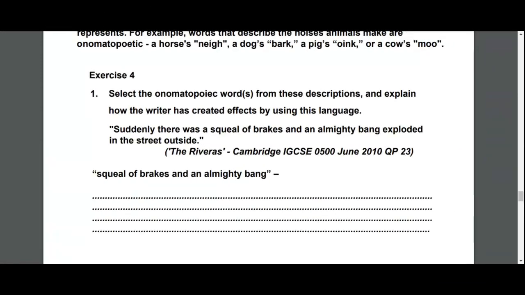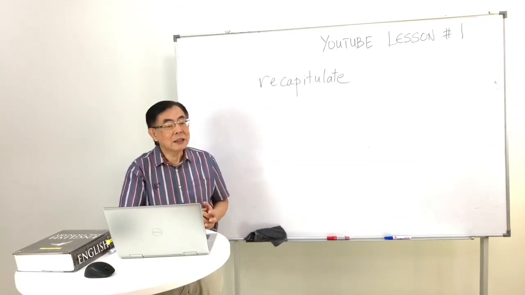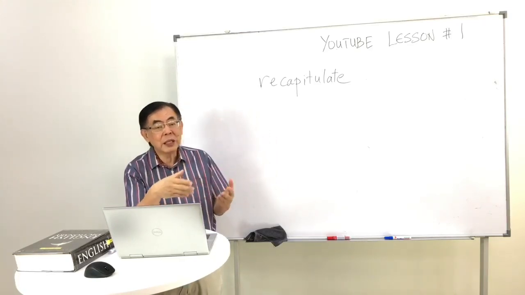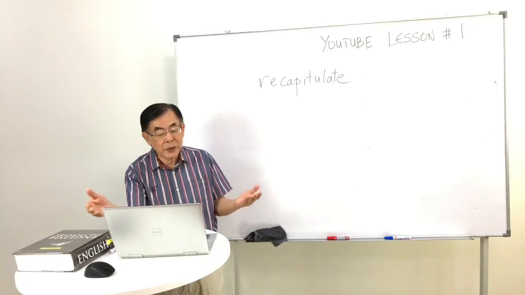Suddenly, there was a squeal of bricks and an almighty bang exploded in the street outside. So, the selected onomatopoeic words here are squeal of bricks and an almighty bang. Can you explain how the writer has sought to create effects by using these onomatopoeic words?